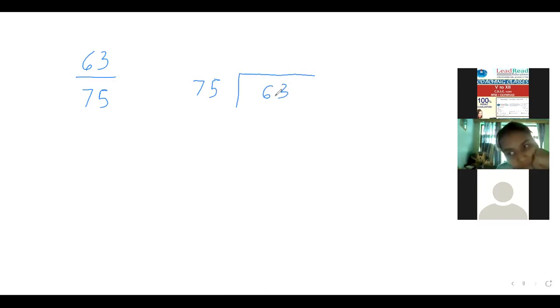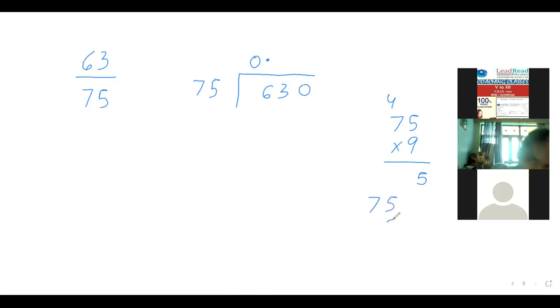Now you can see 63 is smaller, so I will put a decimal. Because of the decimal, I can put 0. Now you can check, 75 nines is how much? 5 nines is 45, 7 nines are 63, it will be bigger. So let's try 75 eights. 8 fives are 40, 4 carry over. 7 eights are 56, 56 plus 4 is 60. So 75 eights are 600. Now subtract.